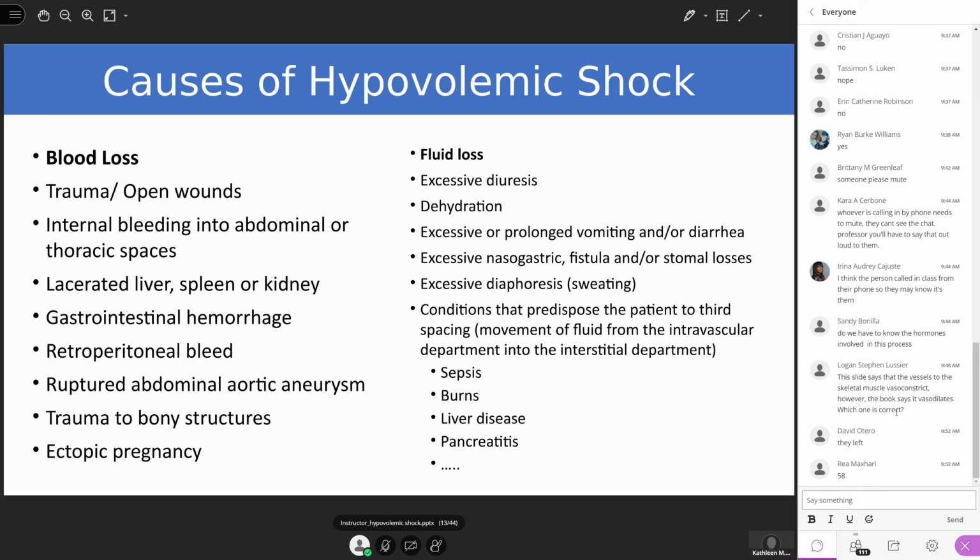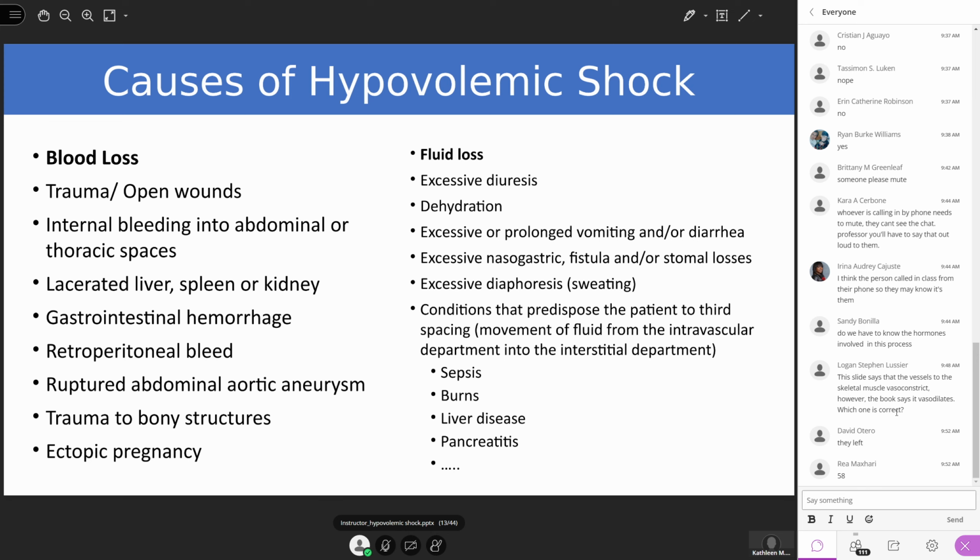So there are 2 types of hypovolemic shock. We're going to be focusing on the hemorrhagic shock, but I want you to be aware that there are 2 types. There's the blood loss and there's the fluid loss. So blood loss is anything that can cause blood loss. It can be absolute trauma. It can be a visual trauma. It can be a stab wound, gunshot wound. If somebody's impaled, if somebody's in a car accident.